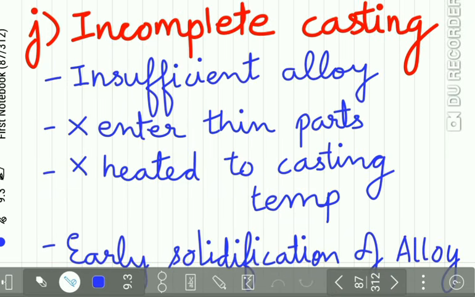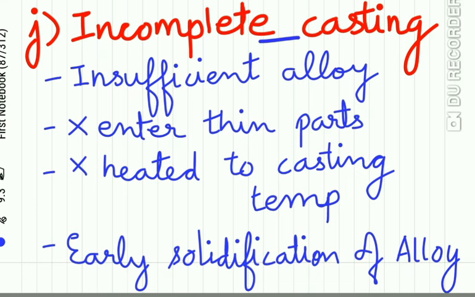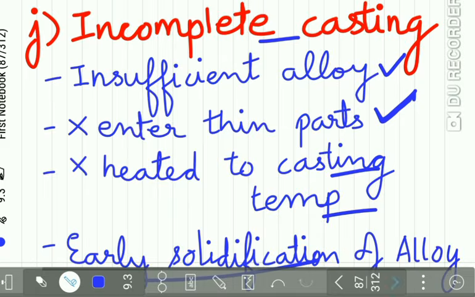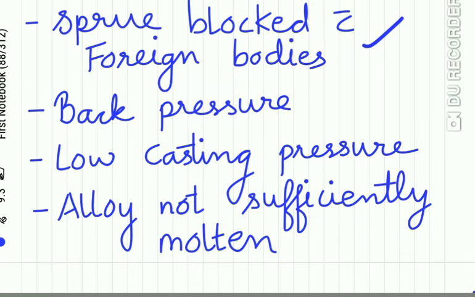The next type of defect is the incomplete casting, which may occur due to insufficient alloy used, or if the alloy is unable to enter into thinner parts of the wax pattern, the thinner parts of the mold. Then if the alloy is not heated to its casting temperature, if there is early solidification of alloy, then incomplete casting may also occur because of sprue blocked with foreign bodies, or back pressure which is caused by gas, or if low casting pressure is used and if the alloy is not sufficiently molten.